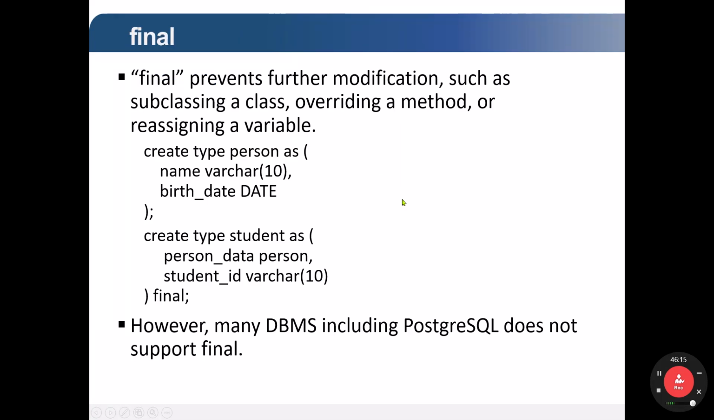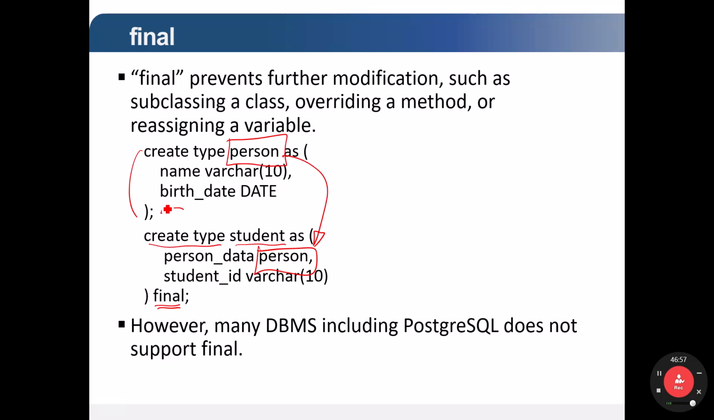Next, final. I don't think this is important, but suppose you created a user-defined data type named person, and you can create another data type using the data type you created earlier. But you may not want other developers to extend your data type. In that case, you put this final keyword to prevent other developers from extending your data type.